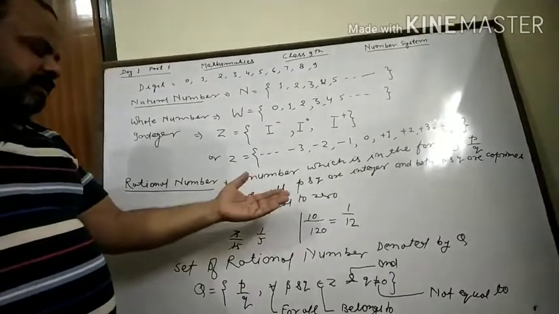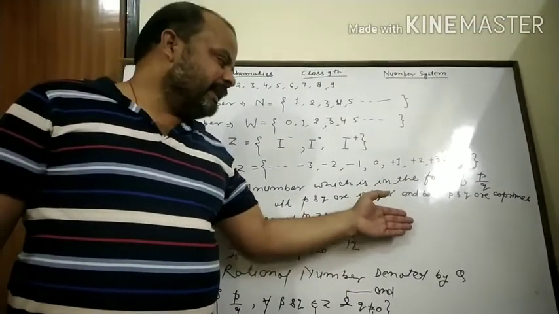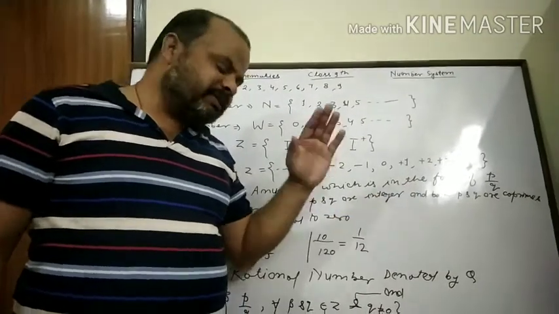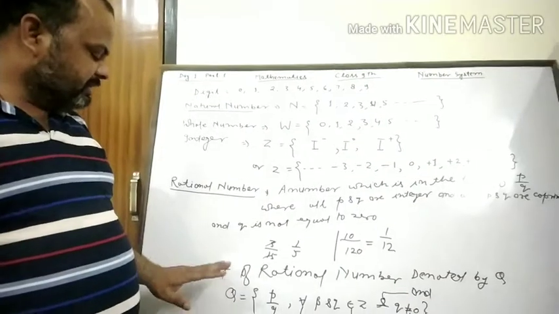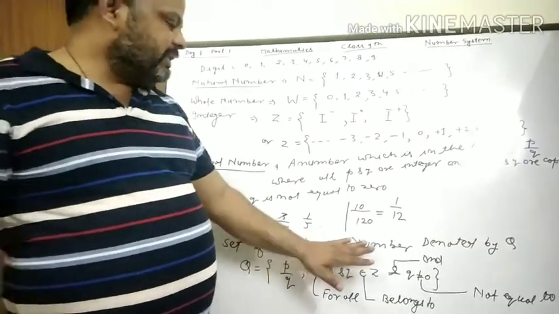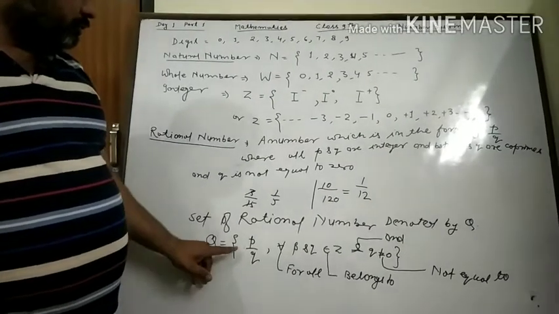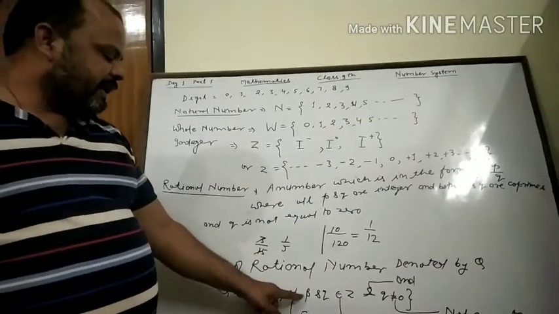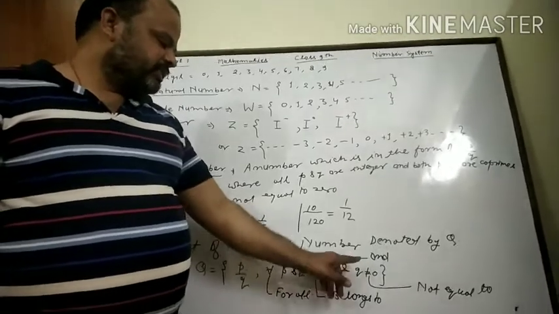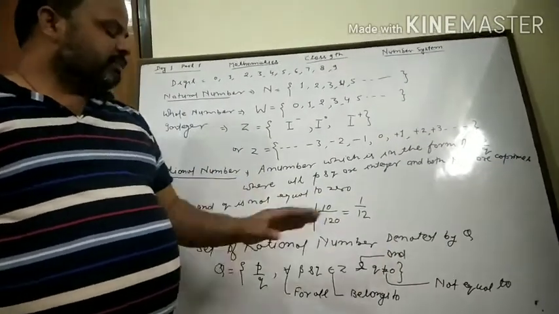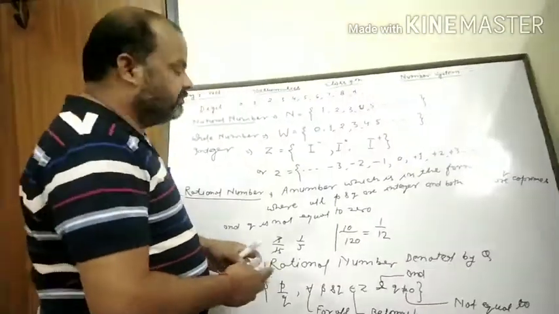It means the system which is in the form of P upon Q and they are not co-prime, it is also a rational number, like 10 upon 120 is also a rational number. In the same way, the set of rational numbers denoted by Q, symbolically you can write Q, P upon Q for all P and Q belongs to Z, belongs to integer, and Q is not equal to 0. Then after, it is not the complete definition of the rational number.